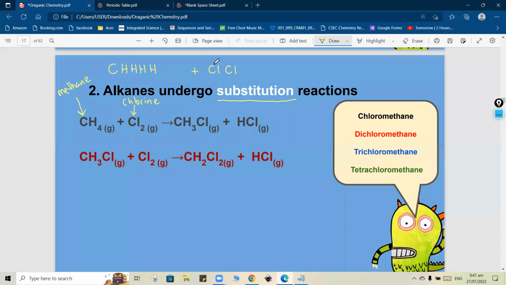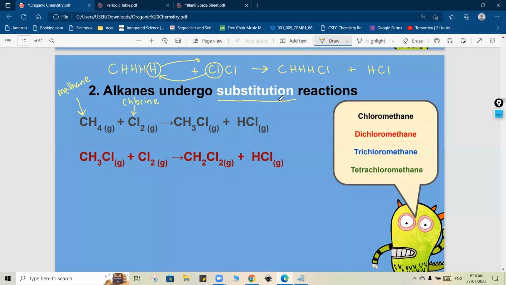In the substitution, what's going to happen? One of the H's is going to come out, and one of the chlorines is going to take its place. So it's going to end up looking like this. You have C, 1, 2, 3, but the fourth hydrogen got replaced by one chlorine, and this hydrogen took his place. So you get HCl.